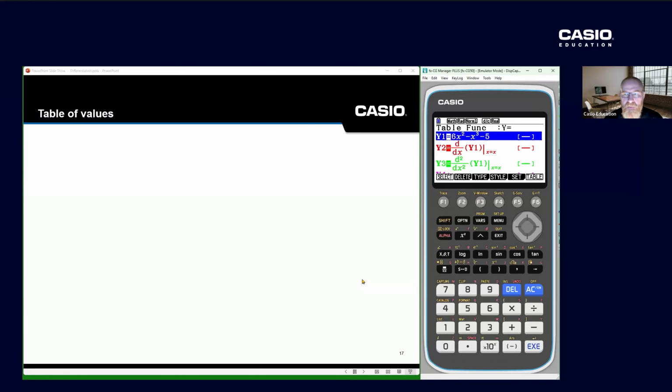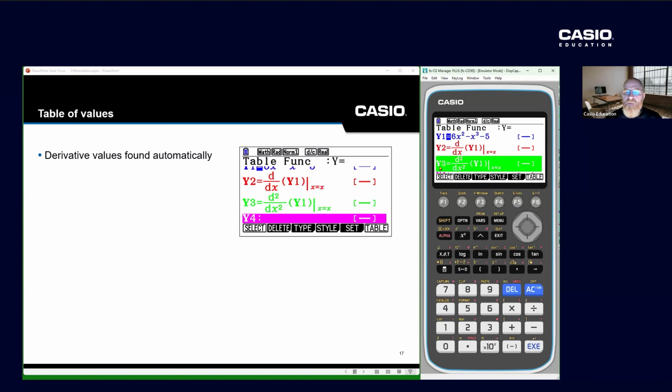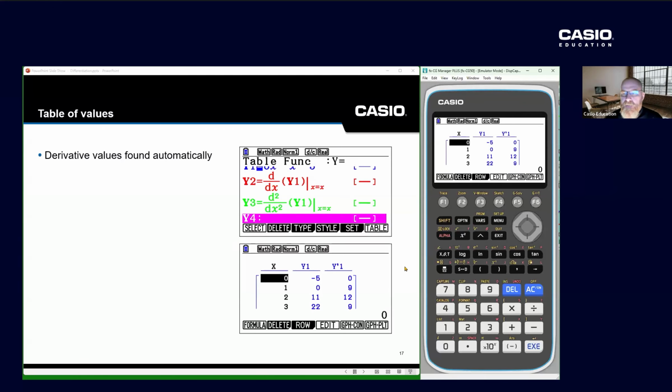If we go back to table mode, just a second, just to demonstrate that the derivative values are found automatically, what I'm going to do is deselect the first and second derivatives. Okay, this is just to demonstrate how useful turning on the derivative is. If you deselect those with F1, the calculator will no longer calculate those values. And you can see that now I've got my position function and the derivative of it is automatically calculated. Okay, so that's quite handy.